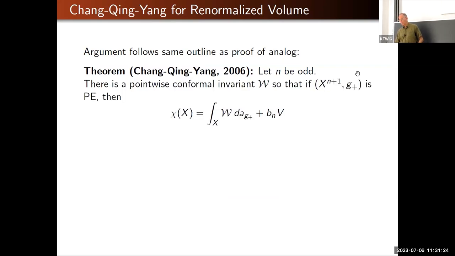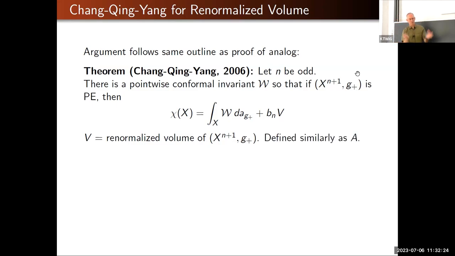There's a pointwise conformal invariant of metrics now, not of submanifolds, just something involving curvature and derivatives of curvature, so that if you have a Poincaré-Einstein metric, you get a similar formula for the Euler characteristic of the whole space. We could have some topology in here. It's the integral of a conformal invariant of the metric plus a multiple of the renormalized volume, which is just like the area, but you do the whole space. For example, when n is equal to 3, so we have a four-dimensional Poincaré-Einstein metric, this W is just the norm of the Weyl tensor squared. It's the natural thing. That result was proved before this by Michael Anderson, several years earlier. That was the beginning of all these Gauss-Bonnet type formulas. V is the renormalized volume of the whole space. It's defined just like A, but you look at the volume of the whole space.